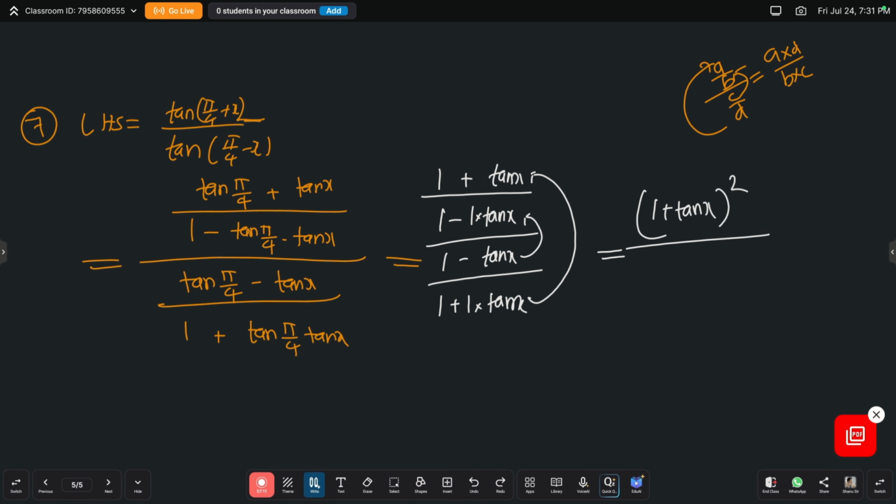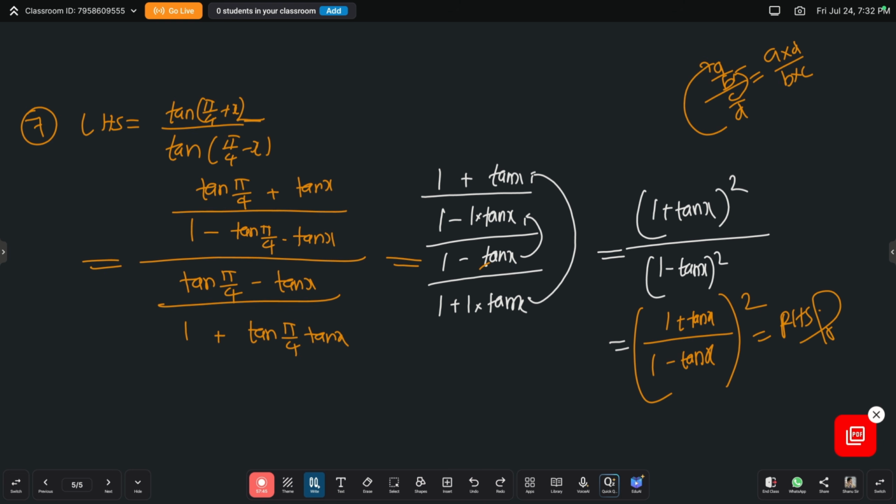Similarly it is 1 minus tan x and also 1 minus tan x, so 1 minus tan x whole square. And if you see your right hand side, it is exactly the same: 1 plus tan x upon 1 minus tan x whole square. Both are whole square, so we can combine the whole square. It means 1 plus tan x upon 1 minus tan x, whole square, and it is your right hand side. Okay, hence proved, finished.